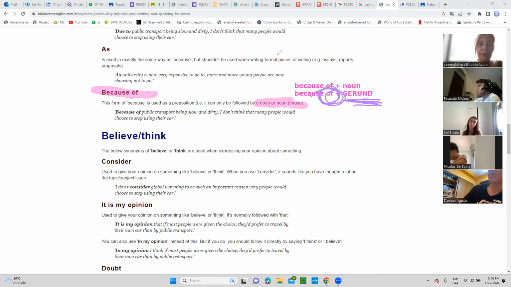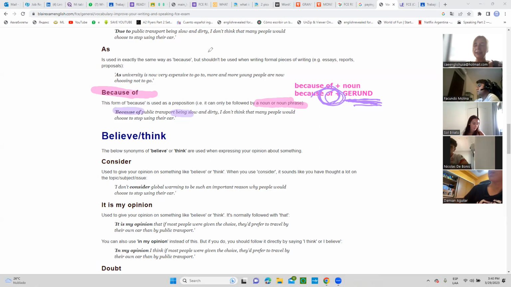All right, so because of public transport being slow and dirty, I don't think that many people would choose to stop using their car. Okay? So, because alone, yes, a sentence.